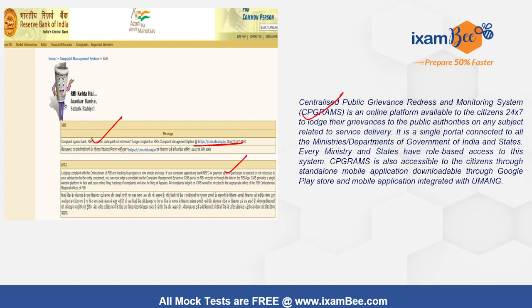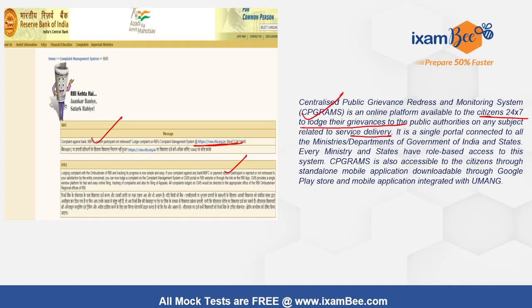The Centralized Public Grievance Redress and Monitoring System is an online platform available to citizens 24/7 to lodge their grievances to the public authority on any subject related to service delivery. So through this portal also complaints can be lodged, and it is accessible to citizens through mobile applications downloadable through Google Play and so on.